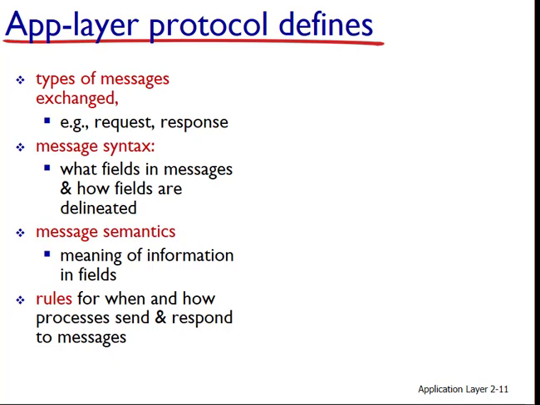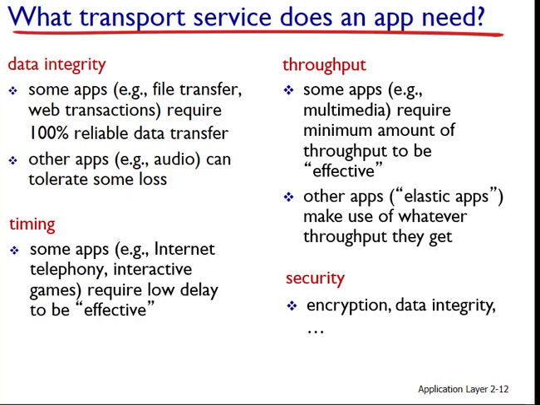Many networks, including the internet, provide more than one transport layer protocol. We've already talked about TCP and UDP. When developing an application, one of the available transport layer protocols must be chosen. These available protocols include services along four dimensions: reliable data transfer, throughput, timing, and security.